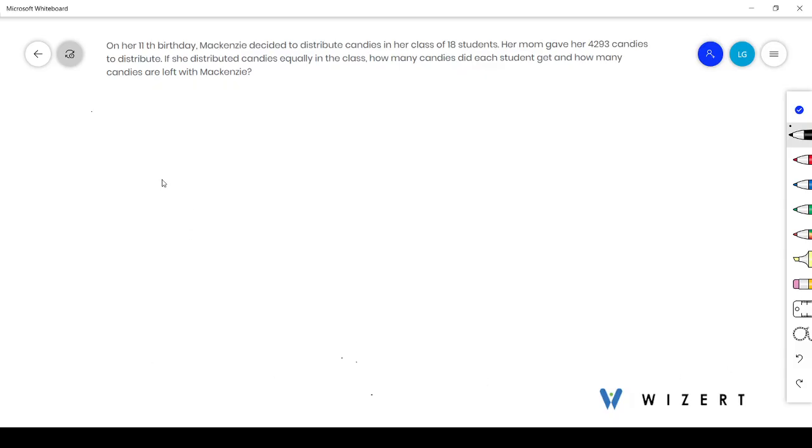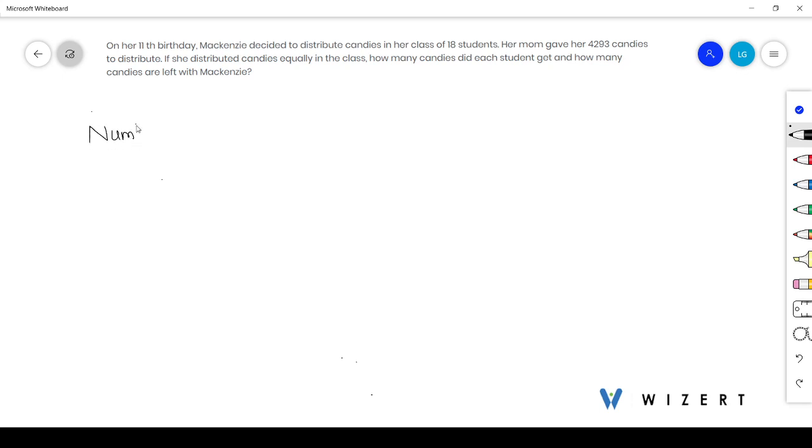Our question is, on her 11th birthday, Mackenzie decided to distribute candies in her class of 18 students. Her mom gave her 4,293 candies to distribute. If she distributed candies equally in the class, how many candies did each student get and how many candies are left with Mackenzie?